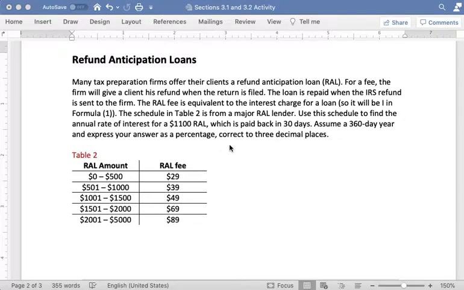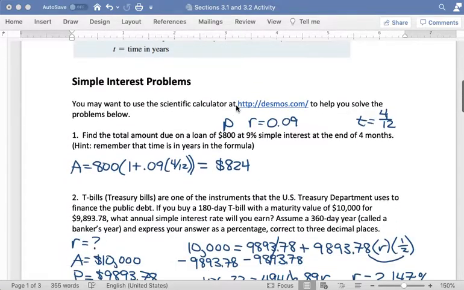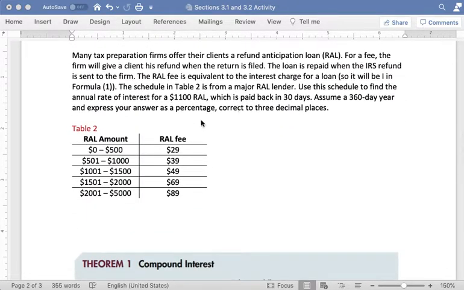So we want to find the interest rate. So what we're going to do is use our first formula up here, I equals P times R times T. So I'll write that. And we're using this because we know the interest amount. The interest amount is going to be the RAL fee. And so we know the interest amount, we know the principal, that's going to be the amount of the loan, and we know the time, 30 out of 360 days. So then all we need to do is solve for R.